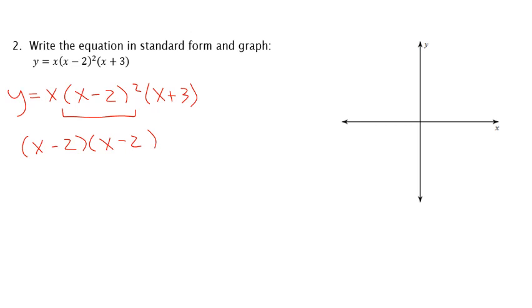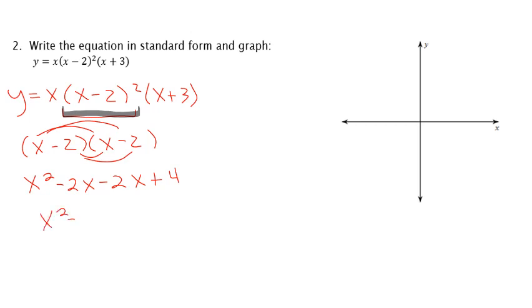So I'm going to take this first piece and multiply it out. When we distribute, we're going to get x squared minus 2x minus 2x plus 4, or x squared minus 4x plus 4. We then have the other pieces that we can bring down.